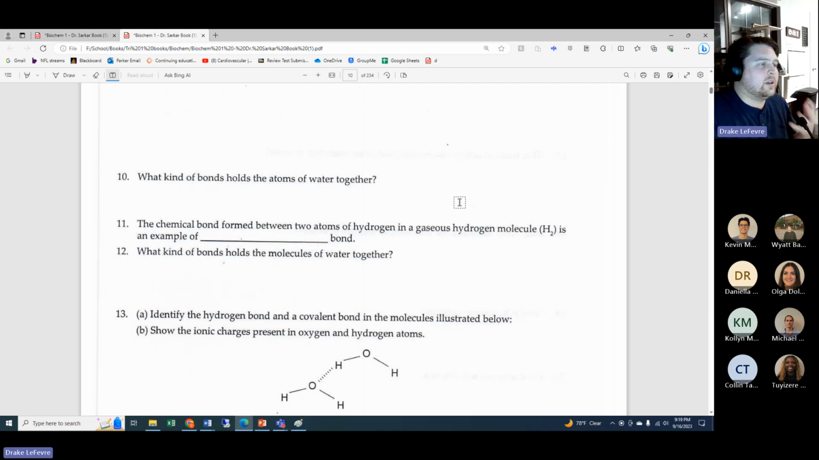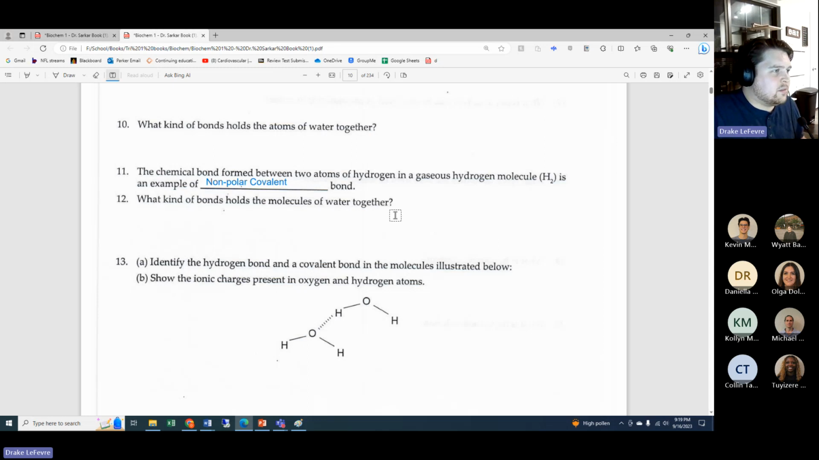So again, with those ionic bonds, we want to look and see, is there something here that wants to take electrons, and is there something that wants to give electrons? That's a way you can tell whether you have an ionic or covalent bond. Any time you have two of the same exact atom binding to each other, it's going to be a covalent bond. So this is covalent. And because it's both the same, they're going to have the same level of electronegativity, so it is a non-polar covalent bond. Then what kind of bonds hold the molecules of water together? Again, this is hydrogen bonds.